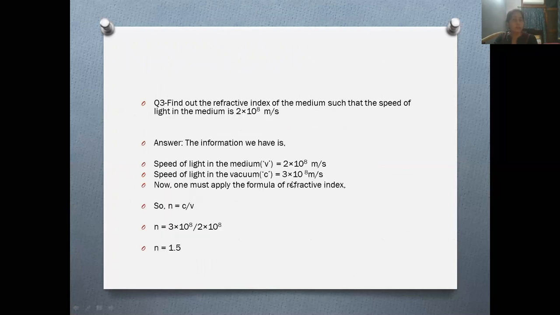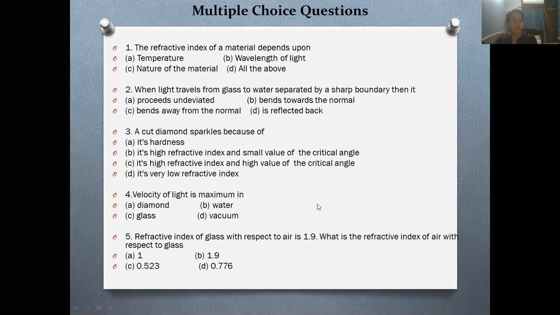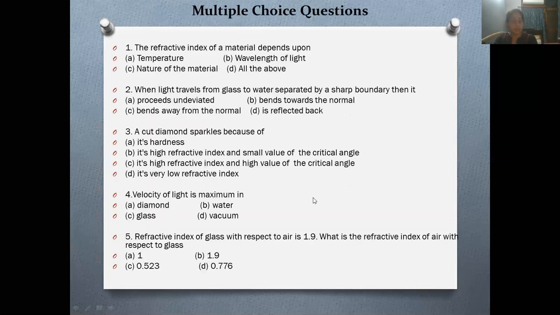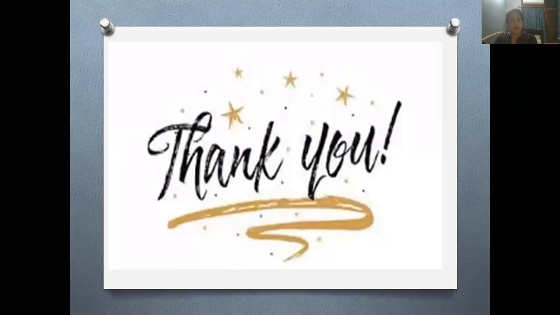So these are some objective questions. Again, there are some multiple choice questions. Just go through these questions; the answers are already given. First go through the questions and then match your answers. Go through the topic carefully and try to understand the refractive index. It is the most important topic.